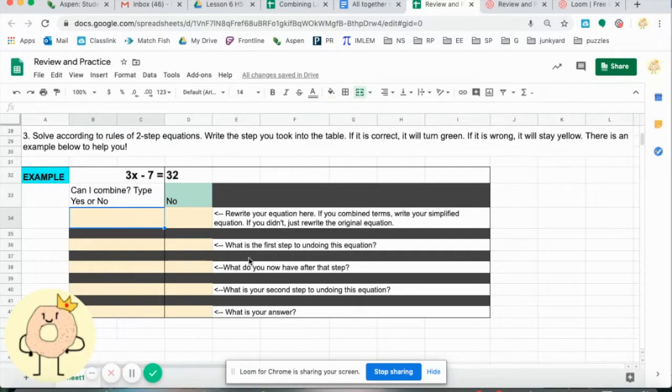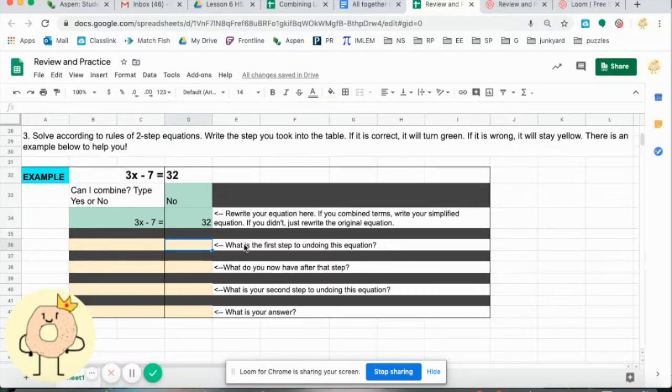Then I'm going to look at my steps over here. Rewrite your equation here. If you combine terms, write your simplified equation. And if you didn't, just rewrite the original equation. So I did not. So I'm just going to go 3x minus 7 equals, because that was my original equation and I didn't do anything to it. And it still equals 32. And I'm good because it's all green.